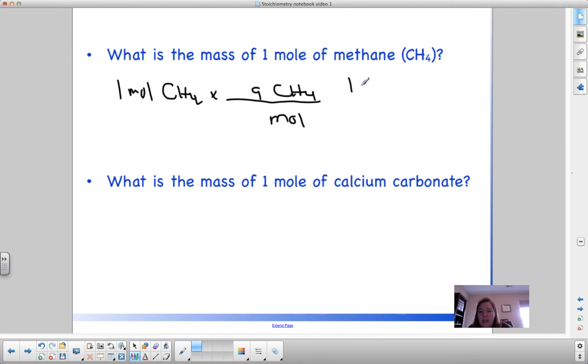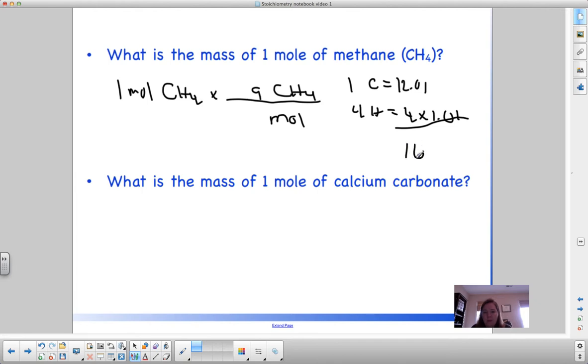So if we look and see 1 mole of carbon on our periodic table, if you look over here, is 12.01. Okay, so we're just going to put that down here. It's 12.01. And we have 4 moles of hydrogen. Okay, and we know that that's 4 times 1.01. We just look on our periodic table. Okay, let's go ahead and get our calculator out here. So we have 12.01 plus 4.04 gives us 16.05.